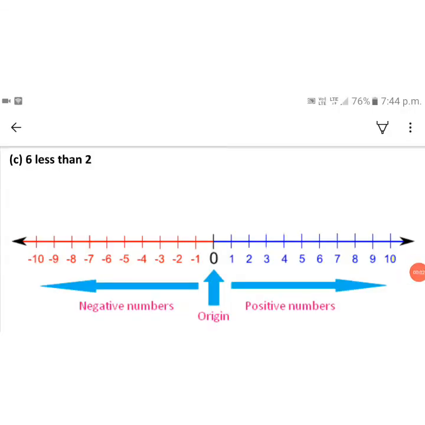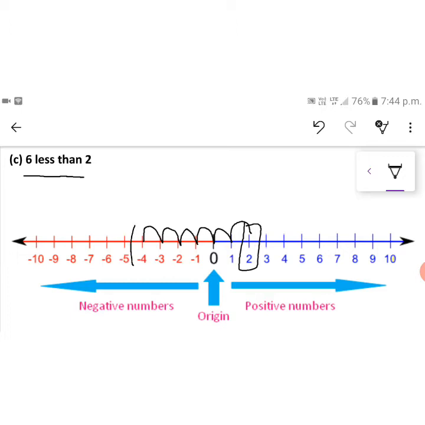C part, 6 less than 2. On the number line, we will move 6 steps to the left from 2. First we mark 2 and move 6 steps to the left. 1, 2, 3, 4, 5, 6. We reach minus 4. So 6 less than 2 is minus 4.